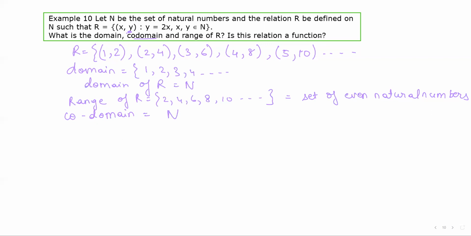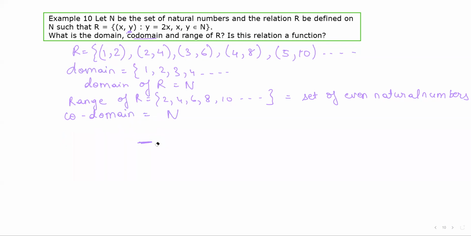Now, is this relation a function? A relation is a function if every first value has a unique second value. That means if you write 1 over here, you're getting 2 over here. There shouldn't be any other element where you have 1 and any value apart from 2 at the second position. If you place 1, you should always get 2, because that is what you are expecting from an equation such as y is equal to 2x. As you can see, all the first values are unique in nature and they have a unique second value.